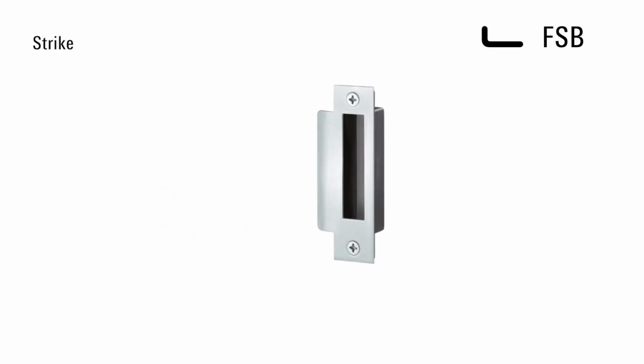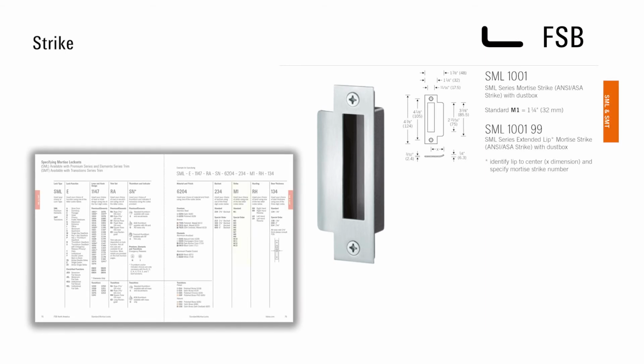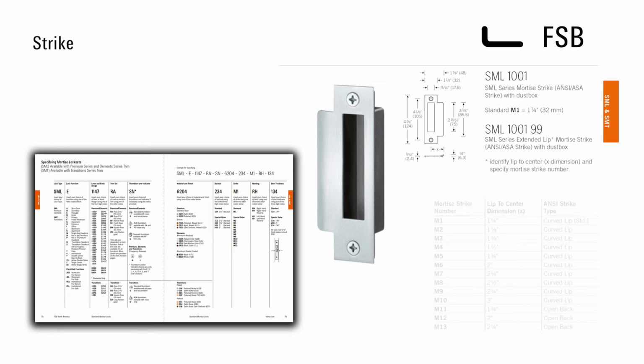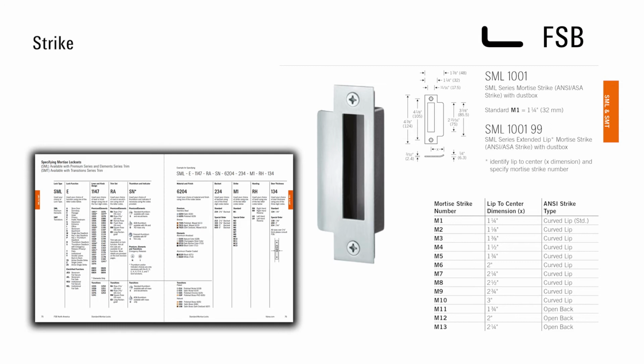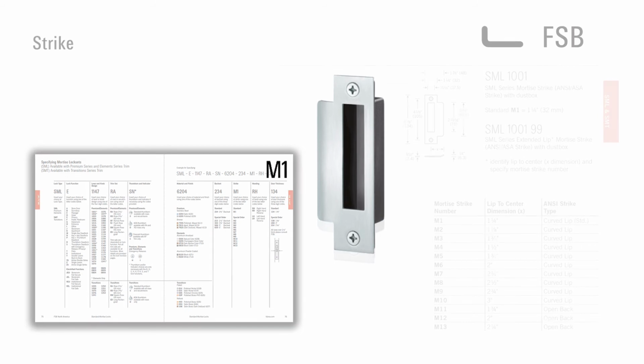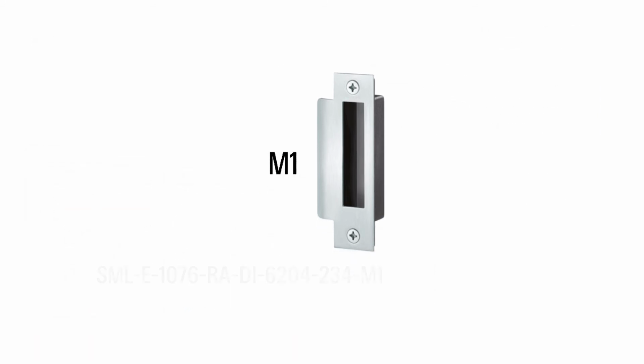Step 8. Choose strike. The strike plate is a piece of metal that attaches to the door frame to accept the latch bolt and/or deadbolt to secure the opening. The strike comes in standard or optional sizes depending on your door and frame conditions. There is a matrix found in the options pages at the beginning of each lock section that outlines the dimensional information for the strikes. We will choose the SML standard M1 strike. The M1 strike code is M1.